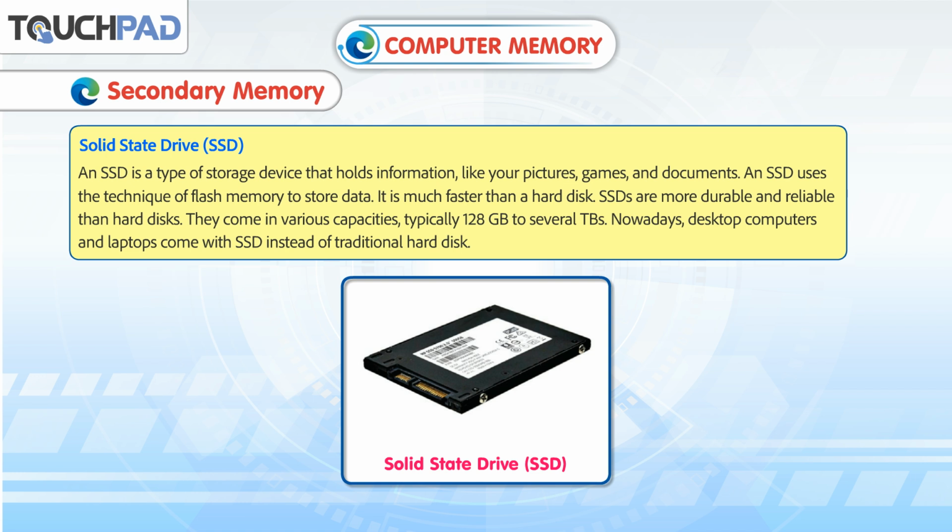Solid-state drive, SSD. An SSD is a type of storage device that holds information like your pictures, games, and documents. An SSD uses the technique of flash memory to store data. It is much faster than a hard disk. SSDs are more durable and reliable than hard disks. They come in various capacities, typically 128 GB to several TBs. Nowadays, desktop computers and laptops come with SSD instead of traditional hard disk.